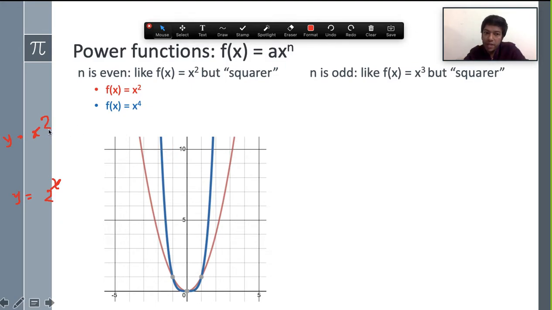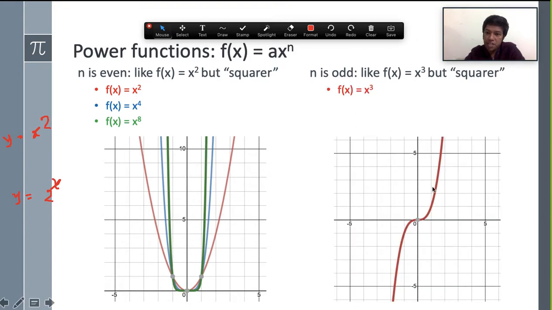So if the power increases, what happens? The graph becomes narrow. You can see the x squared graph is red, and the x to the power 4 graph is blue. But this vertex point is the same. Also, this point and this point are the same. The graph becomes narrow if the power is more. If the power is even more, the graph becomes narrower.